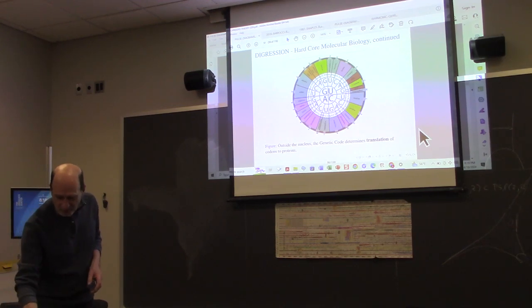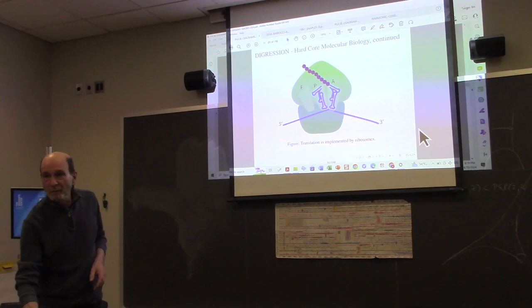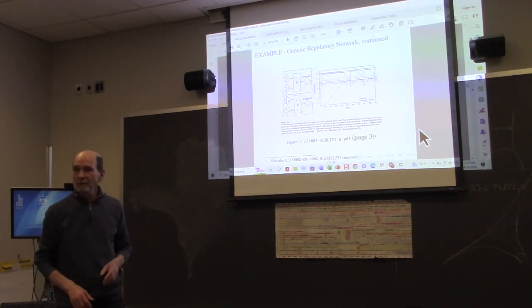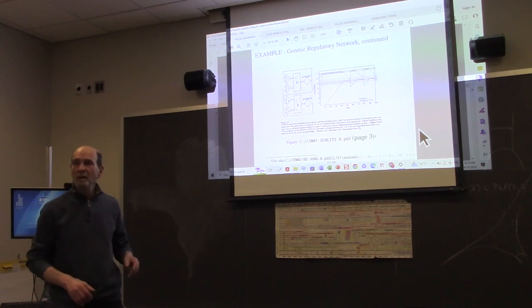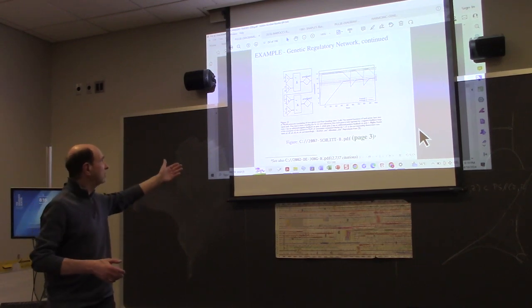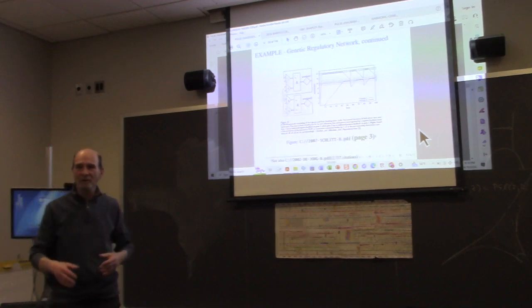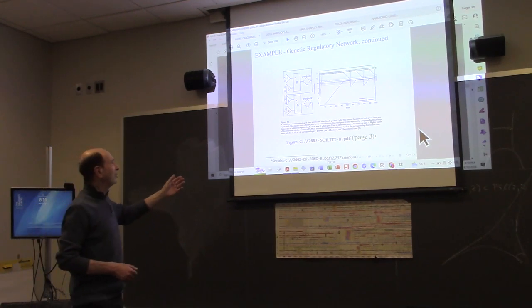Let's skip this. You know about the genetic code. Here's a ribosome, a picture of the ribosome. And here's a paper that has a finite state linear model of the genetic regulatory network. Thank you. I knew this was going to happen.